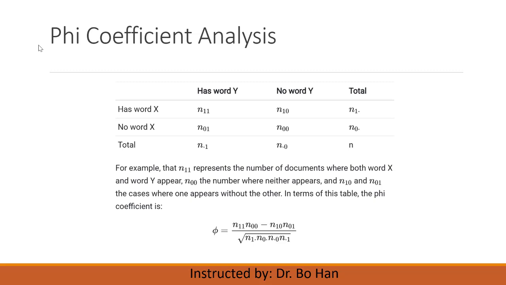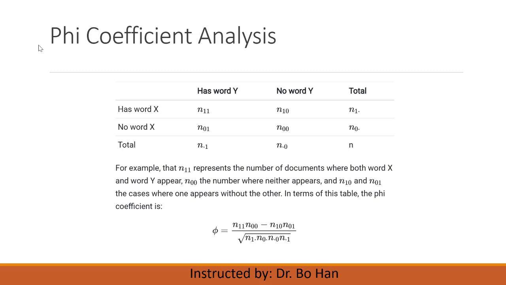Notice that the most important key feature of a phi coefficient analysis is we do not need the terms to be adjacent to each other. So this addresses the issue of n-gram analysis. Let me repeat. Phi coefficient analysis does not require the terms to be analyzed to be adjacent to each other. This gives us a lot of flexibility when we analyze the relationship between two terms.